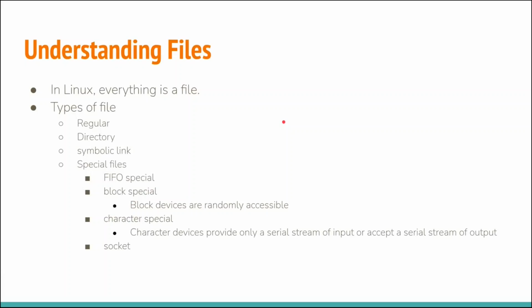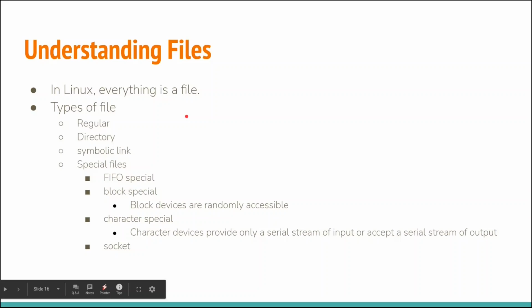Next is understanding files. In Linux, everything is a file. So let's see what are the types of files. That is regular, directory, symbolic link. Regular means a normal file. Directory means it is a special type of file which contains other files and directories. Then we have a symbolic link. A symbolic link is actually a file which points to some other file or directory. Then we have some special files, that is FIFO, block special, character special, and socket.